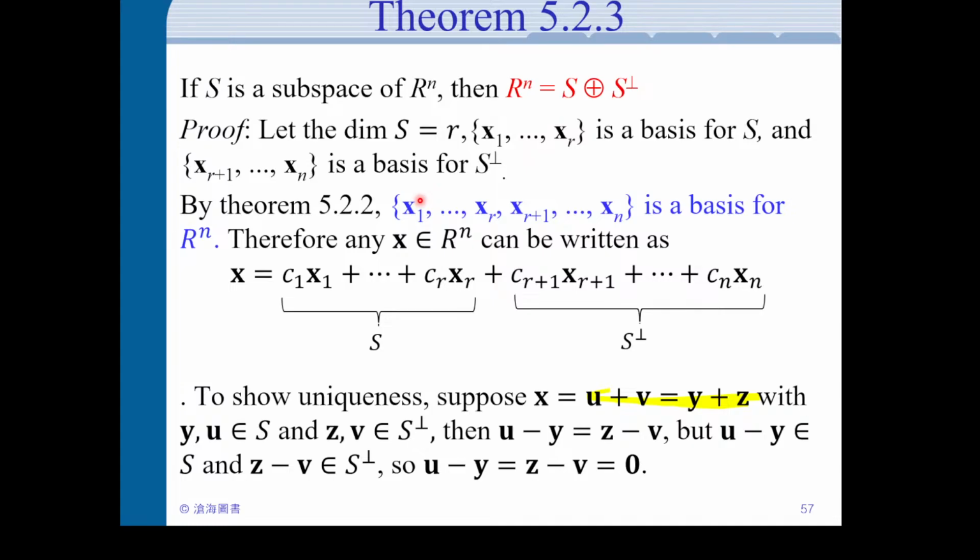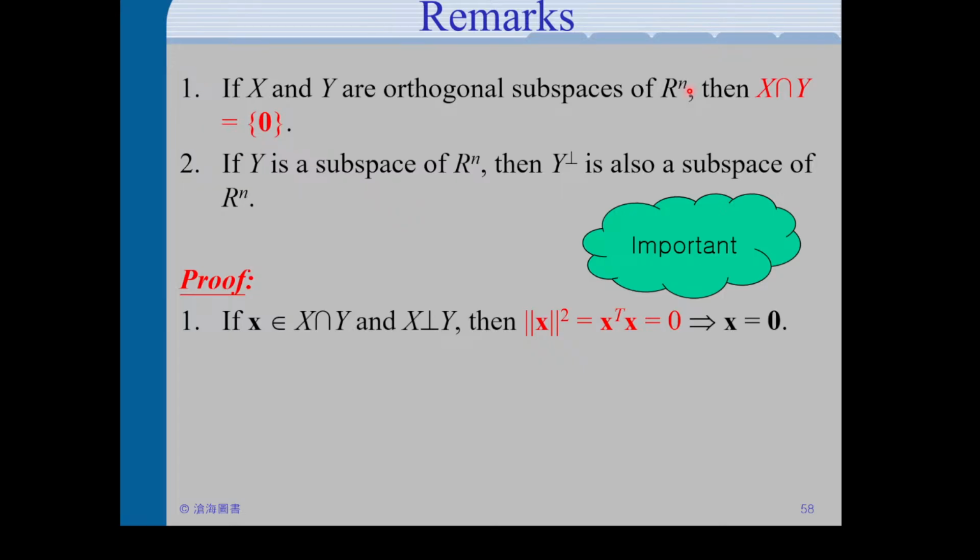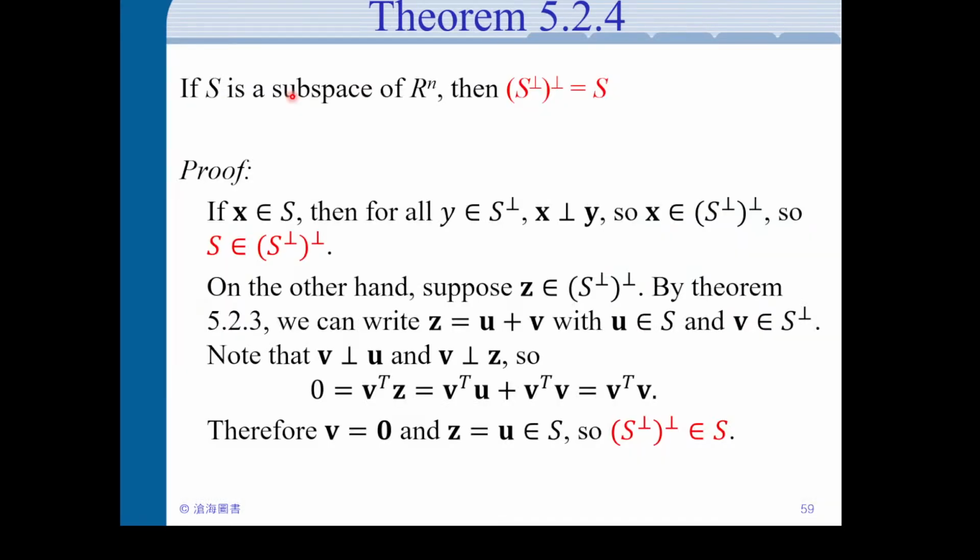Once again you use this remark, which is very useful: if you have two subspaces orthogonal to each other, then their intersection must be just the 0 vector. Okay, and then finally we prove our last theorem. So we have this proof that the orthogonal complement of the orthogonal complement is back to your original space.